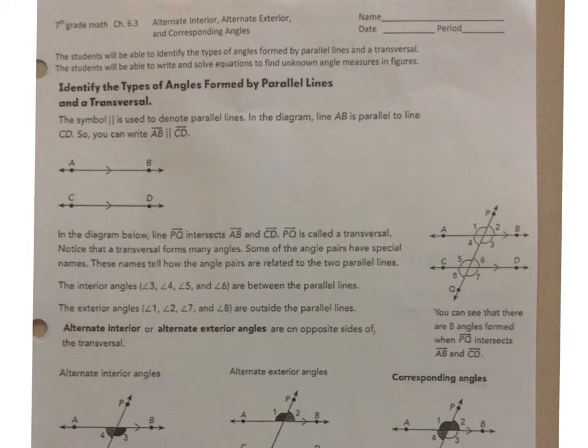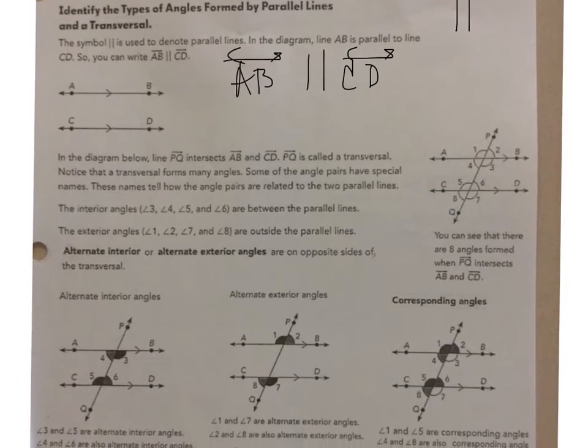The symbol, this, with two vertical lines, is used to show parallel lines. In the diagram, line AB is parallel to line CD, so you write AB with a line over it equals CD with a line over it. So AB, put an arrow at each end, is parallel to CD, put an arrow at each end. That's how we show that they are parallel.